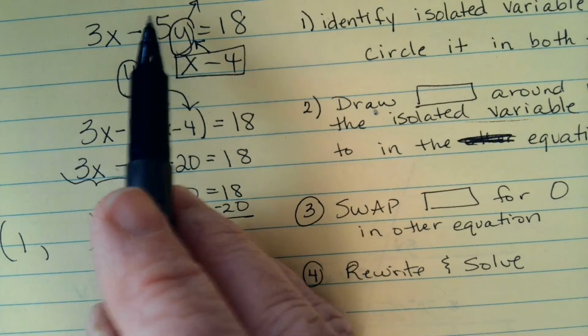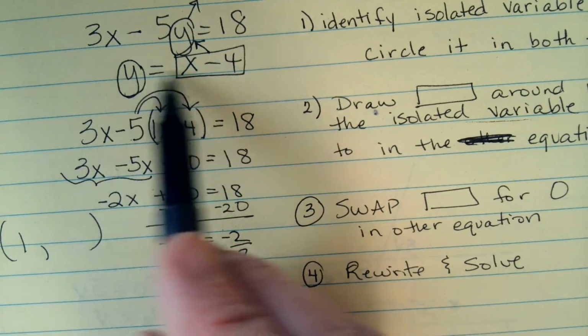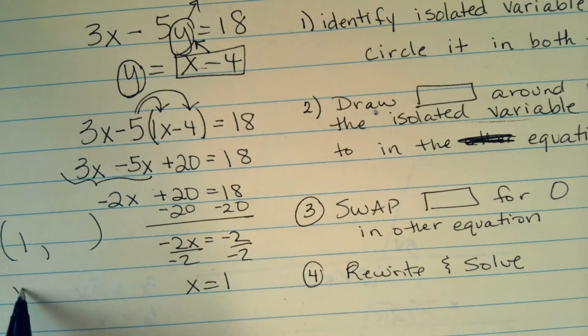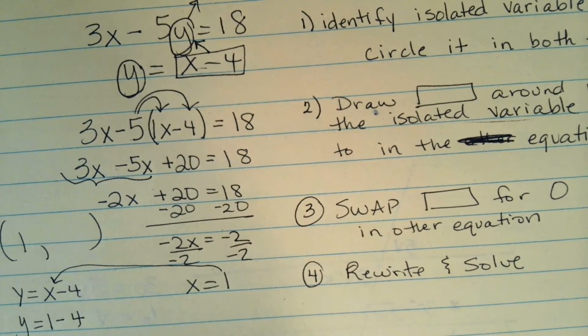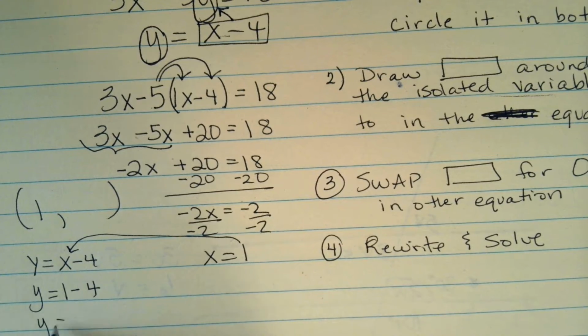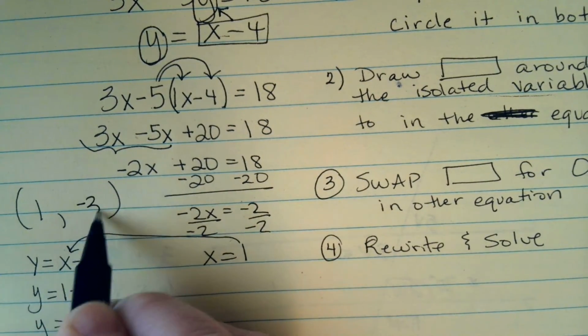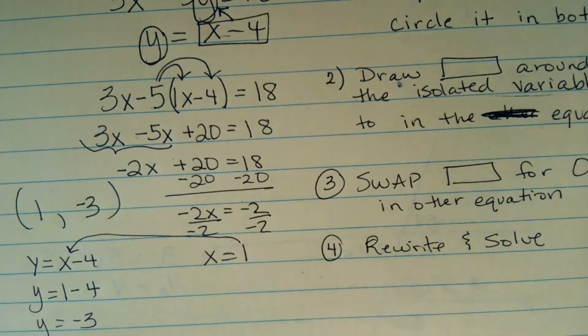Now you're going to use either of these equations you like. I think this one's easier. Y equals x minus 4. I'm going to take the 1, put it in place of x. Y equals 1 minus 4. 1 minus 4 is negative 3. So this is my answer, negative 3.